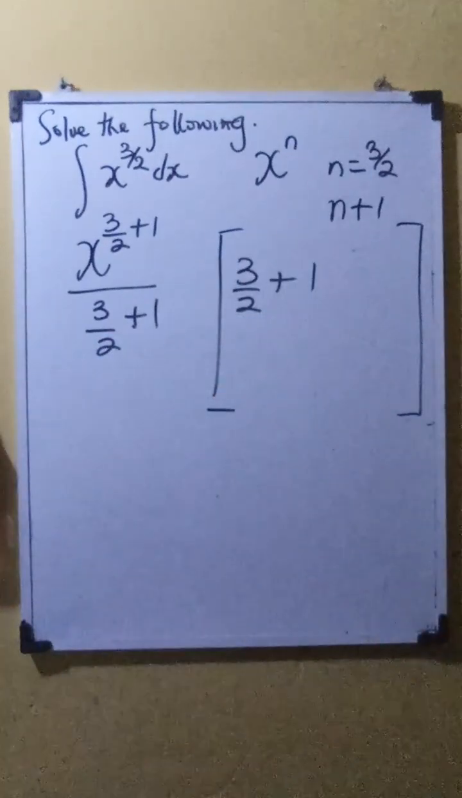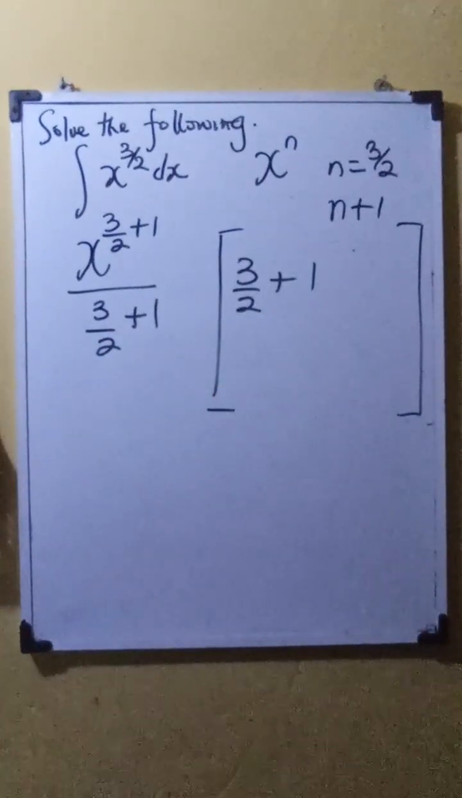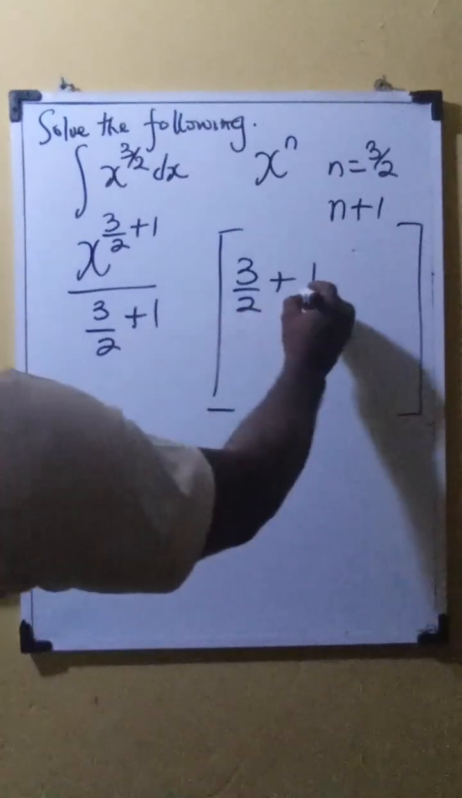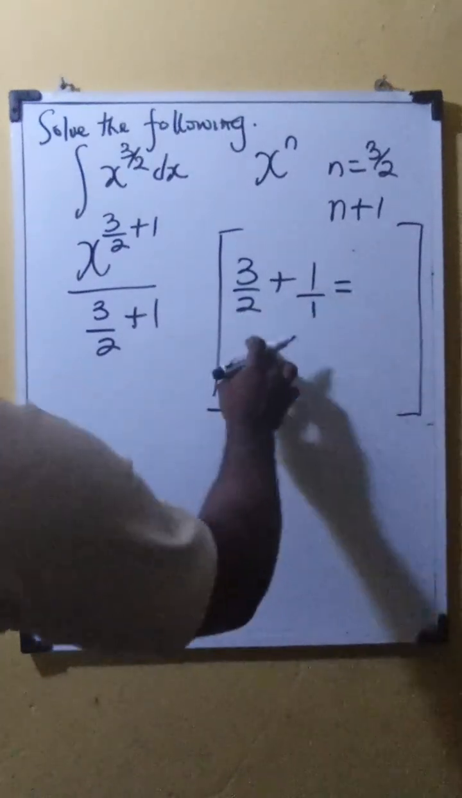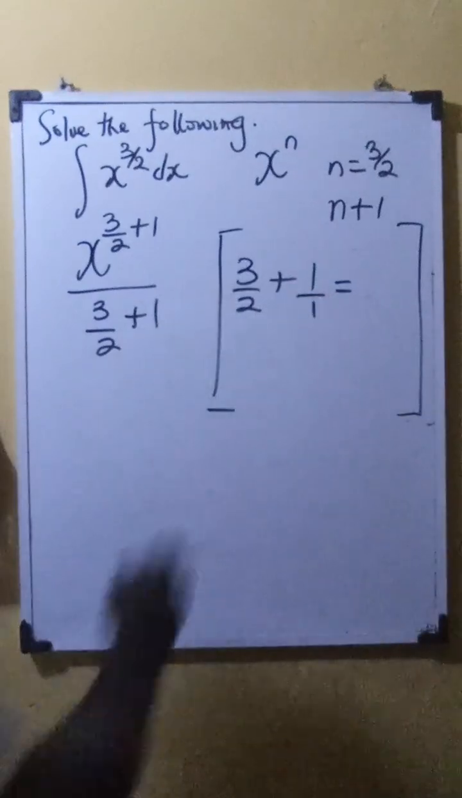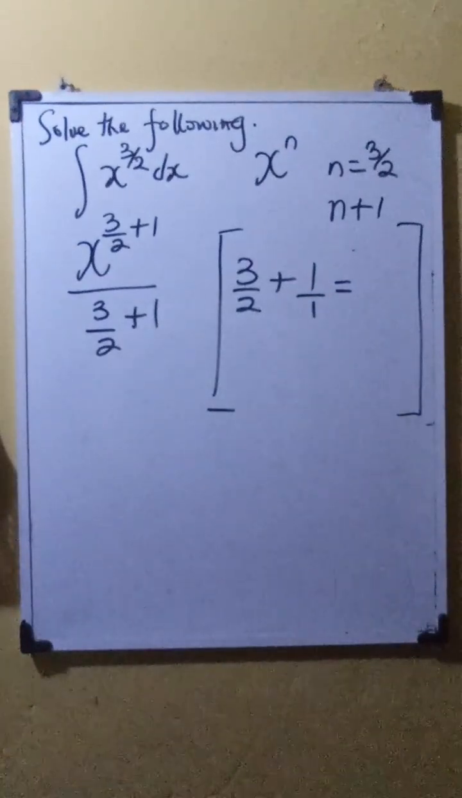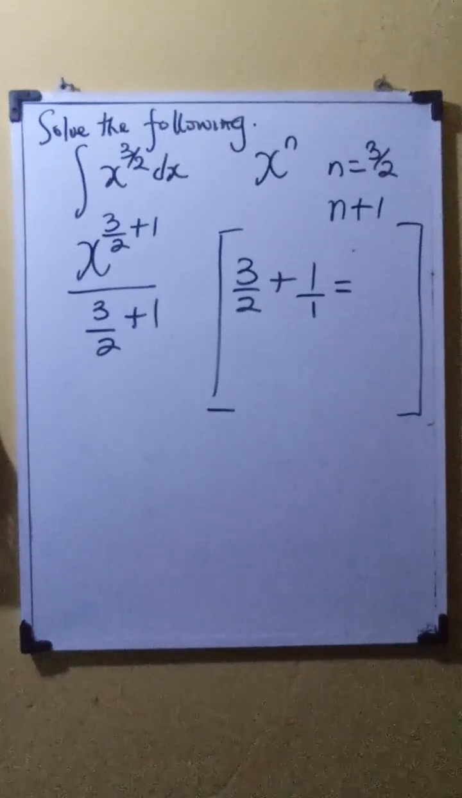The right-hand part is a whole number, so I need to make both of them a fraction. So I'm going to say divided by 1. So I've made both sides a fraction. So what I should do further is find the lowest common multiple.